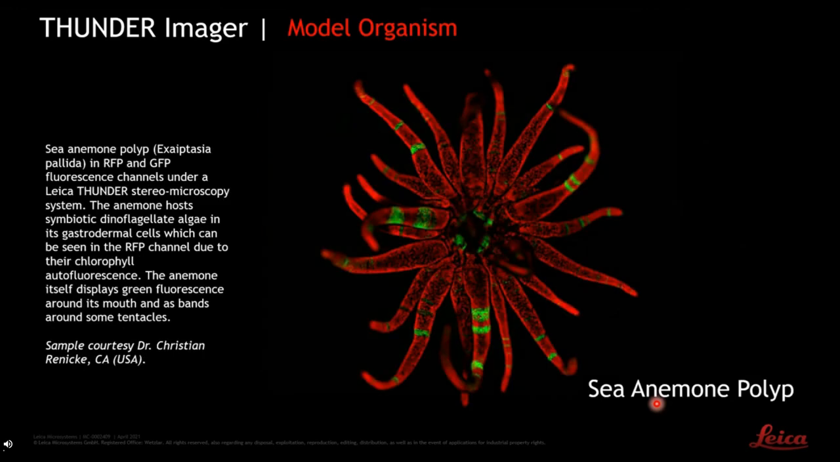Here we have an image of a sea anemone, stained in RFP and in GFP. Notice how you can clearly see GFP signal around the mouth and in bands in some of the tentacles. This is a result after Thunder.